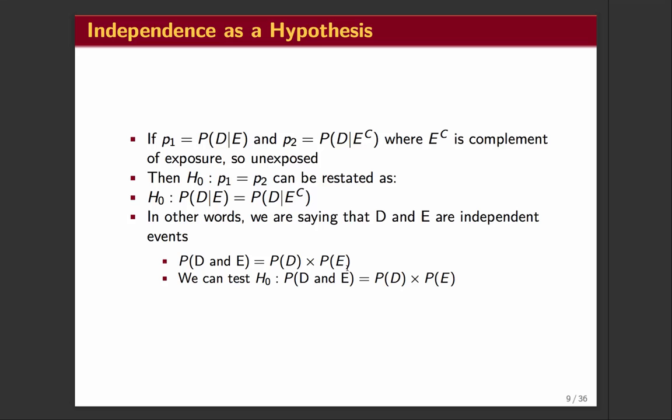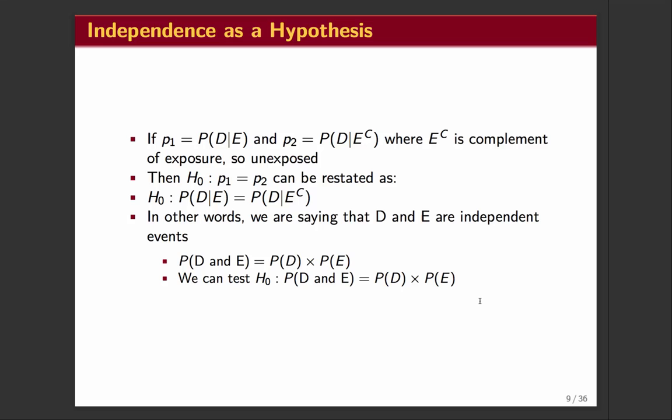So if D and E are independent, this goes back to a little bit of probability. These are just the statements down here. If D and E are independent events, then the probability of D and E occurring is the same as the probability of D times the probability of E. So what we're going to do is test whether the probability of D and E occurring is equal to the probability of D times the probability of E.